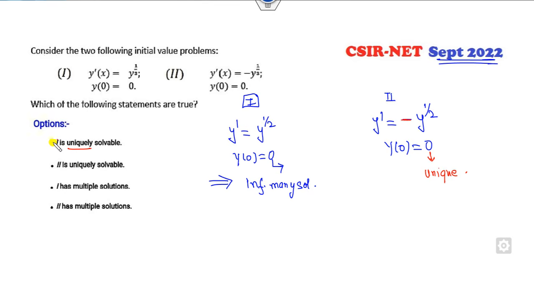The first is uniquely solvable, cancel. The second is uniquely solvable, fine. The first has multiple solutions, fine. The second has multiple solutions, cancel. So B and C are my correct options. Remember, whenever there is a positive exponent and the initial value is 0, there are infinitely many solutions. But if I say this is 3, which is greater than 0, then you will get a unique solution. But here 0 is my solution.